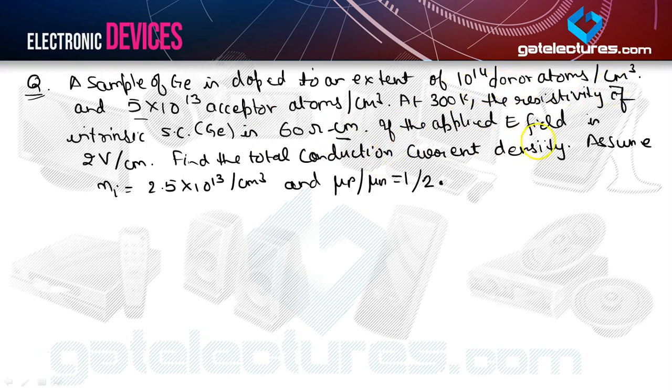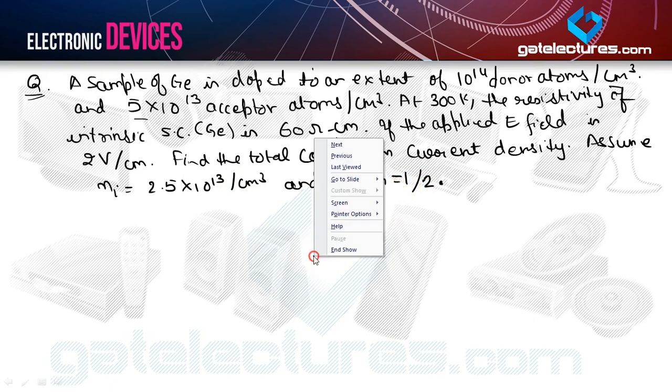Okay, if the applied electric field intensity is 2 volts per centimeter, find the total conduction current density, assuming Ni is equal to 2.5 into 10 to the power 13 per centimeter cube and mu p by mu n is equal to half. Okay, so let's solve this question.